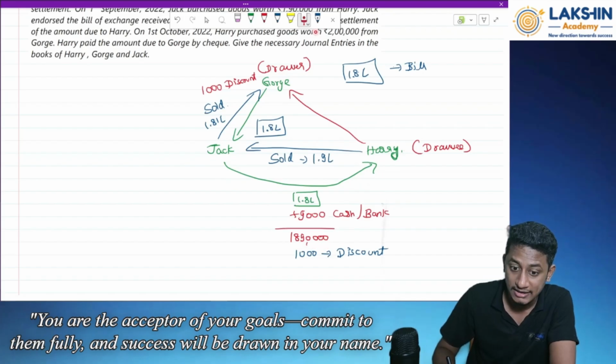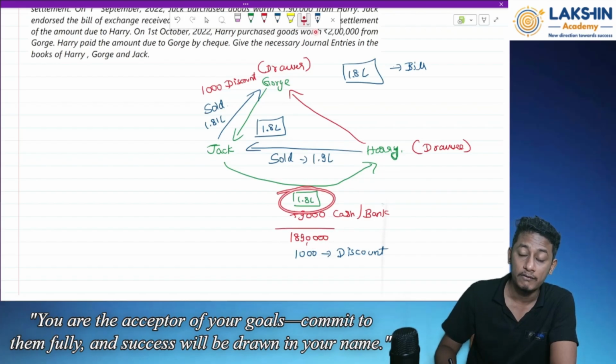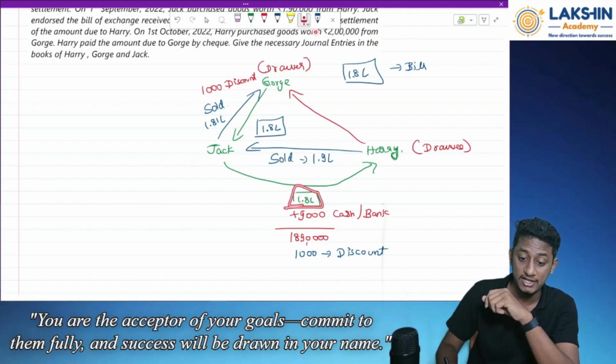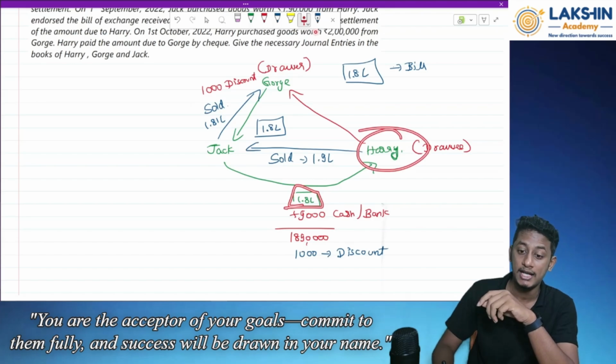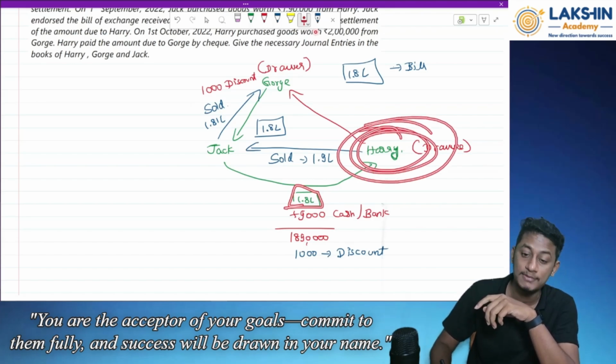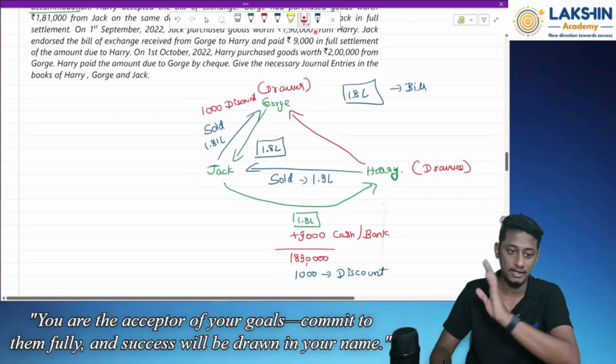How 1,89,000? 9,000 through cash or bank and rupees 1,80,000 through bill of exchange, which was originally accepted by Harry. Now Harry is only supposed to pay himself. Clear? Okay. Till here we are done.